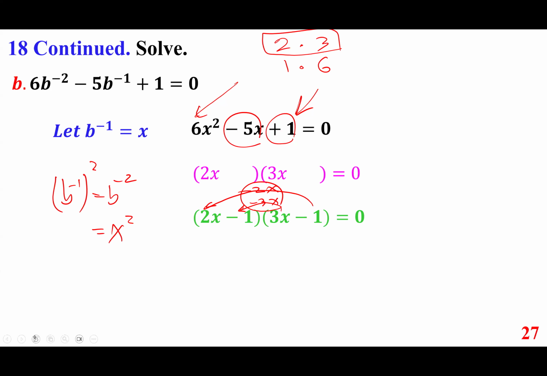So what do we get? 2x minus 1 equal to 0, x is 1/2. 3x minus 1 equal to 0, x is 1/3. Now, what is the relationship between these two?